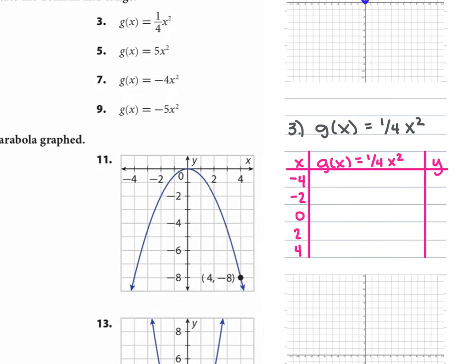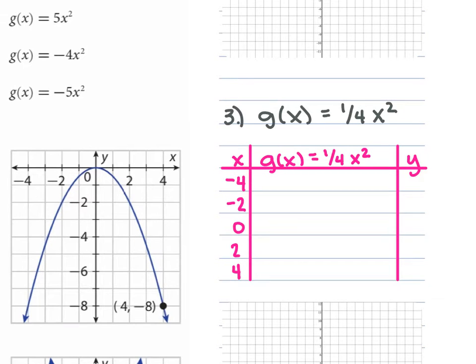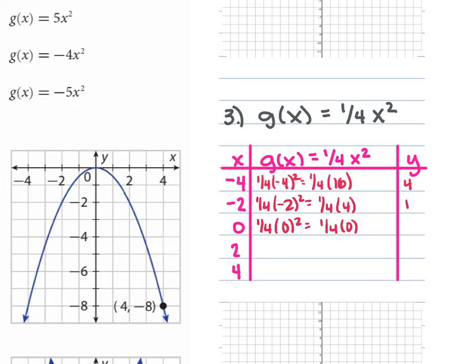For 3, we're given g of x is equal to 1/4 x squared. So we're going to plug these values in. We have 1/4 times negative 4 squared is 1/4 times 16. That gives us 4. 1/4 times negative 2 squared is going to be 1/4 times 4. That's 1. Then 1/4 times 0 squared is 1/4 times 0. That's 0. Then we do it all over again.